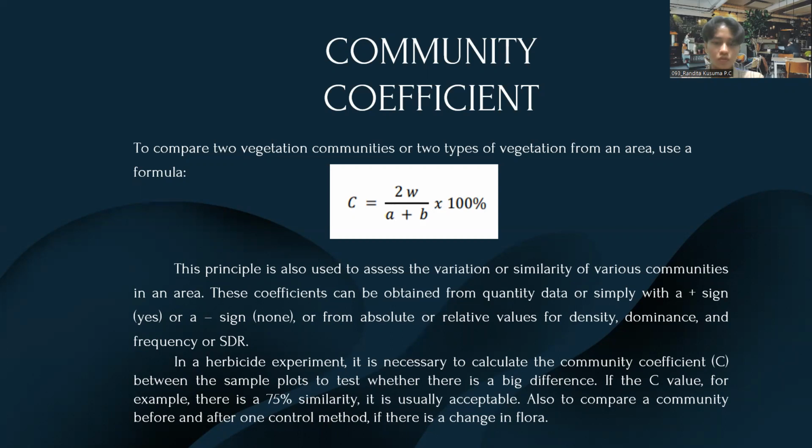This principle is also used to assess the variation of similarity of various communities in an area. This coefficient can be obtained from quantity data or simply with a plus sign for yes or a minus sign for no, or from absolute or relative values for density, dominance, and frequency, or SDR. In a herbicide experiment, it is necessary to calculate the community coefficient, or C, between the sample plots to test whether there is a big difference. If the C value, for example, shows a 75% similarity, it is usually acceptable. Also, it is used to compare a community before and after one control method, to see if there is a change in the flora.